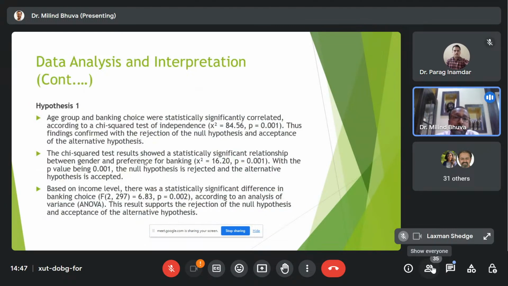For the data analysis and interpretation, hypothesis one was further classified into three categories based on the demographic profile of age, gender, and income. The p-value under the chi-square method was 0.001, which led to the rejection of the null hypothesis and acceptance of the alternative hypothesis. This means that age group and banking choice were statistically significantly correlated.